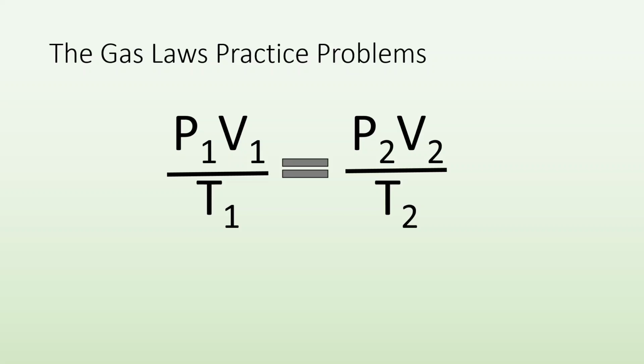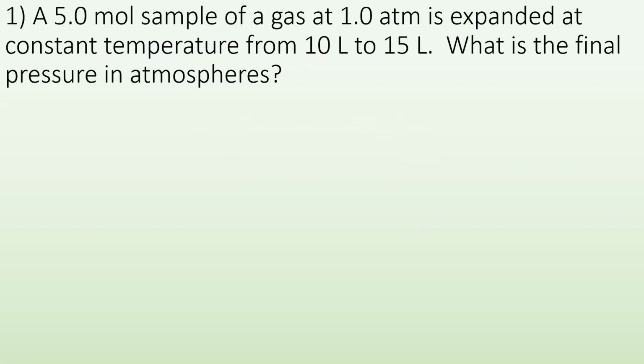Mr. Donahue here again. This time we're going to take a look at some practice problems for the gas laws. All right, so we got pressure, volume, temperature relationships. Let's take a look. So number one, we have a 5.0 mole sample of a gas at 1 atmosphere, and it's expanded at a constant temperature from 10 liters to 15 liters. What is the final pressure in atmospheres?